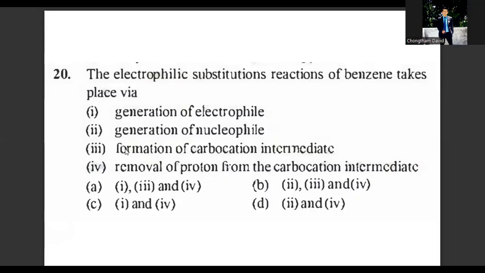So all these statements except 2 are correct. It will be 1, 3, and 4. The correct option will be option A. 1, 3, and 4 means A is the correct answer for question number 20. I hope it's clear up till now.